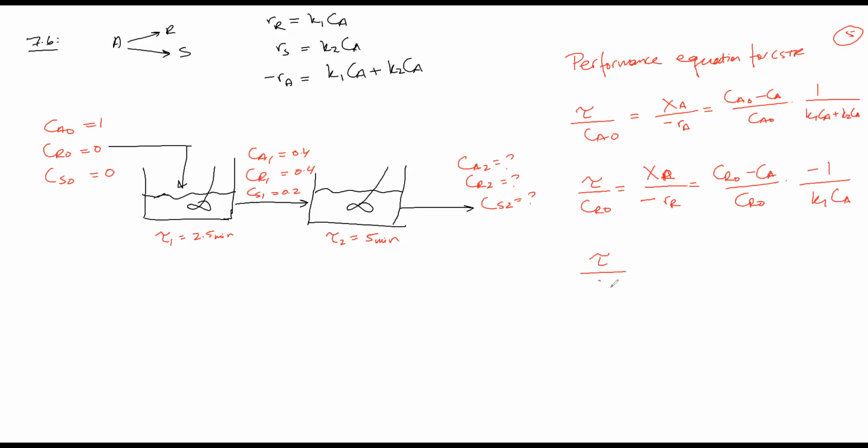Similarly, if I write it in terms of Cs or S, I get tau over Cs naught is equal to XS over minus RS, which is equal to Cs naught minus Cs over Cs naught multiplied by minus 1 over K2 Ca. Okay, so these are my three performance equations for the system in terms of the three species: in terms of A, in terms of R, and in terms of S.